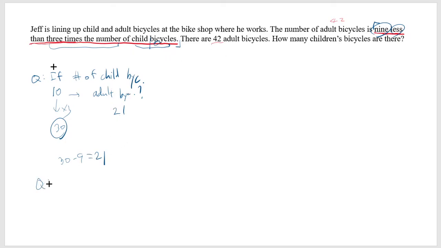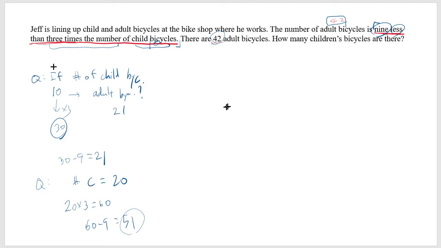And if you still can't figure it out, then try another number. Let's say the number of child bicycles is 20. In that case, 20 times 3 is 60, and then you subtract 9 because it's 9 less, that's 51, right? So you have the following knowledge: if there were 20 child bicycles, there would be 51 adult bicycles. If there were 10, there would be 21. And that's already a pretty good achievement because we're looking for adult bicycles to be 42, right?